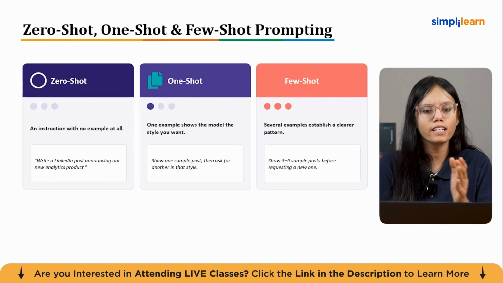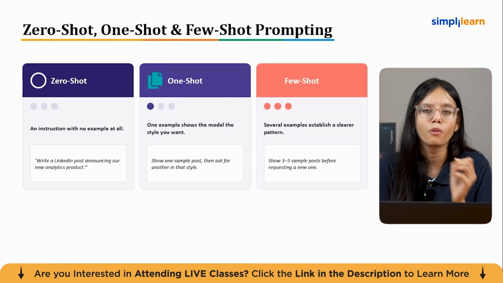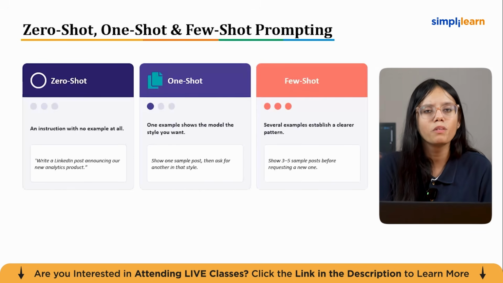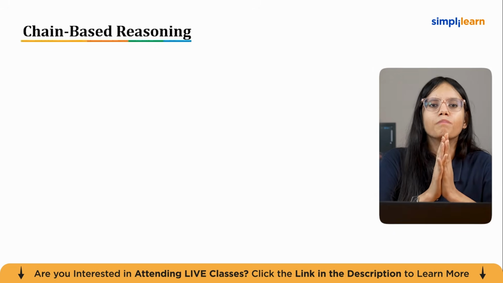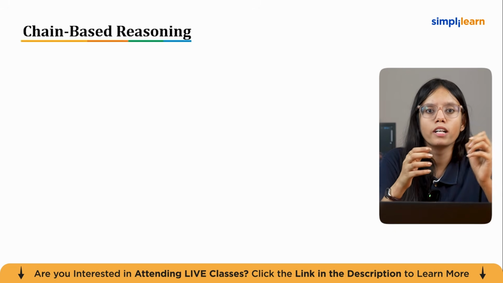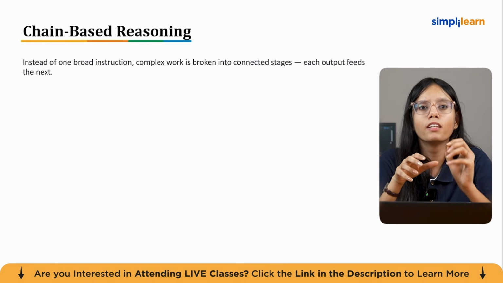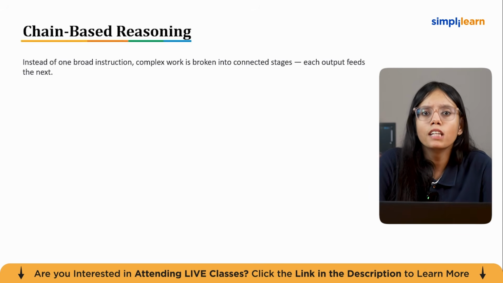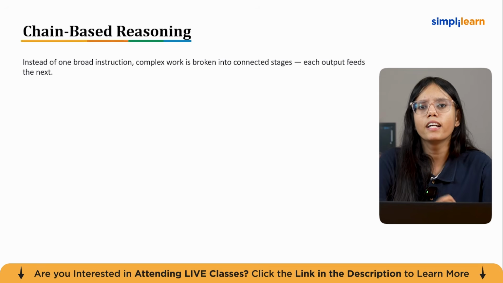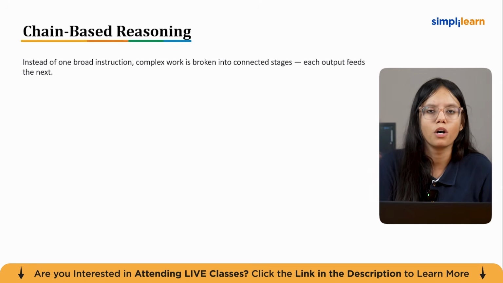So these were the 3 types of prompting, and I would always recommend using few shot prompting because the better the prompt, the better would be the result. See, some problems cannot be handled effectively with one broad instruction. For complicated tasks, it can be helpful to break the work into stages. Suppose you are creating a product strategy. Instead of asking, create a complete strategy for launching a product, you could break the workflow down.